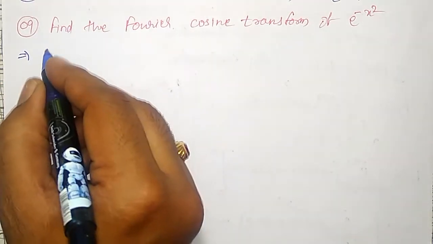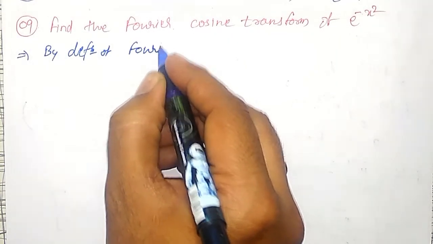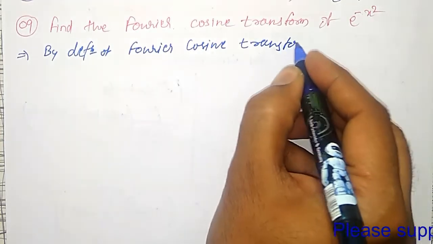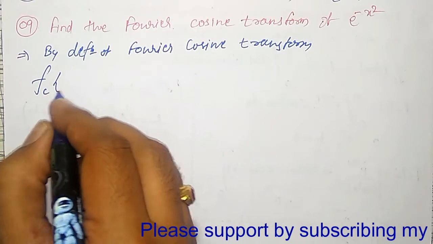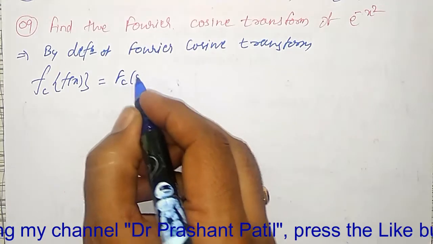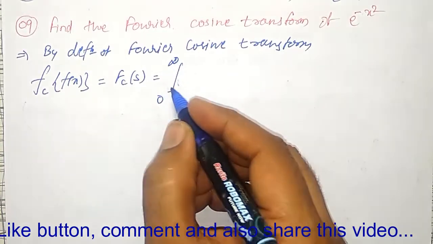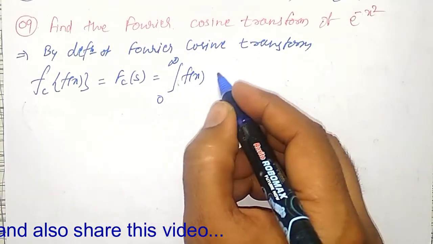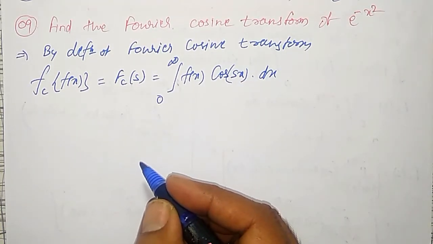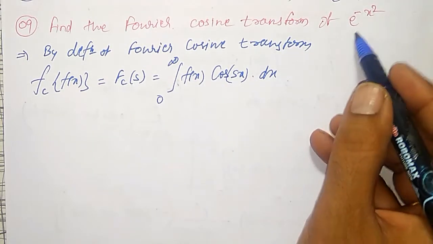Therefore, by the definition of Fourier cosine transform, Fc of f of x equal to Fc of s is equal to integration from 0 to infinity f of x into cos sx into dx. Okay, then I have to find out, f of x is my e to the power minus x square.